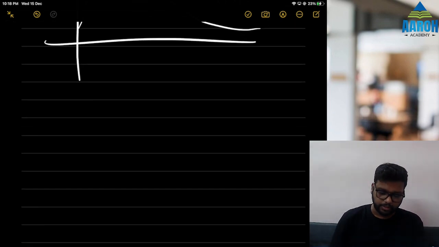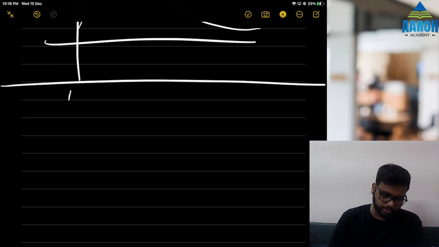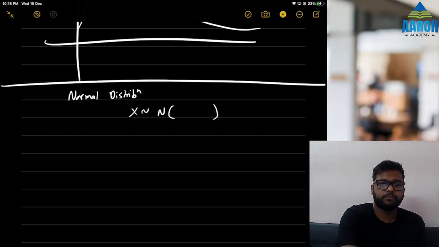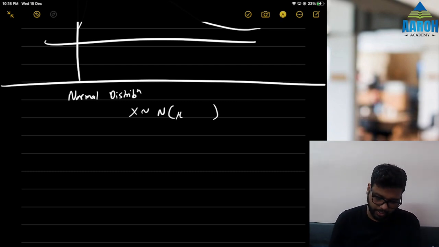The last distribution of the chapter is the normal distribution, which is a continuous distribution. Normal distribution has two parameters. What two parameters? Mean and variance, mu and sigma square, which are the mean and variance of the distribution itself. This is a continuous distribution, so it does not have a PMF, it has a PDF. What is the PDF of the normal distribution?